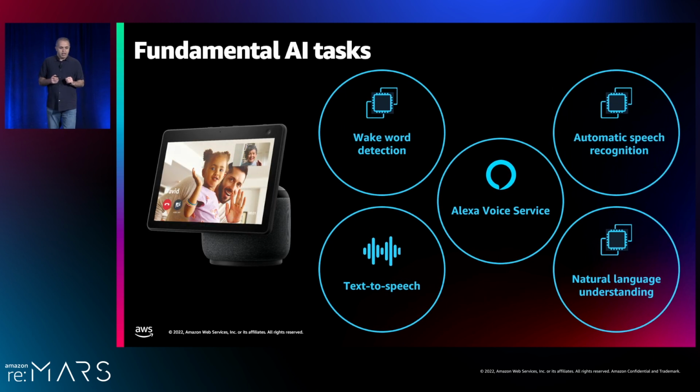So here, when we launched Alexa in 2014, we had to be great at four fundamental AI tasks. And these were wake word detection, speech recognition, natural language understanding, and text-to-speech. Let me briefly explain what these AI tasks mean. Wake word detection was: Alexa is there somewhere in the room. You should be able to get Alexa's attention by using a wake word.